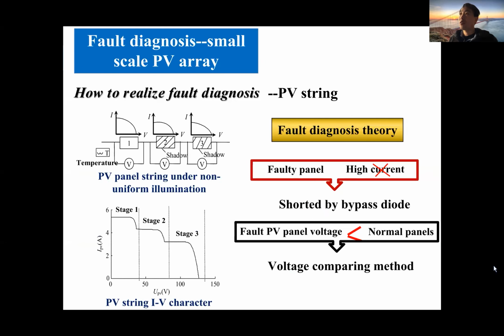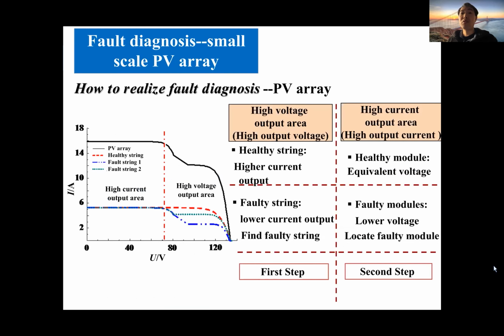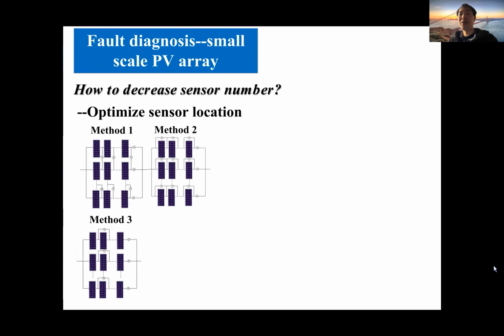For example, how can we do fault diagnosis for a larger scale PV array? We have proposed a theory for finding faulty modules in a PV string. We compare the voltage of each module, and we can find the faulty PV modules in a larger PV array. The first step is to find the faulty string, and then use the voltage comparing method to locate which module is broken. This method needs a huge number of sensors, like current sensors and voltage sensors.